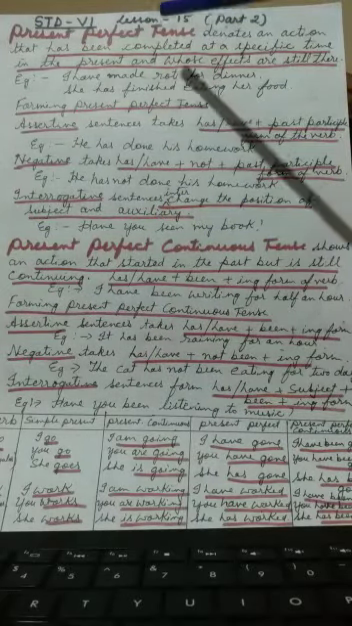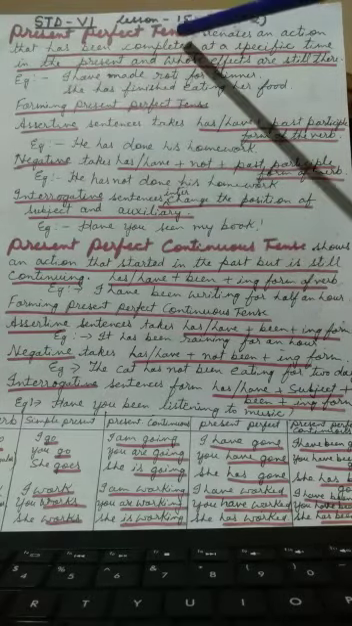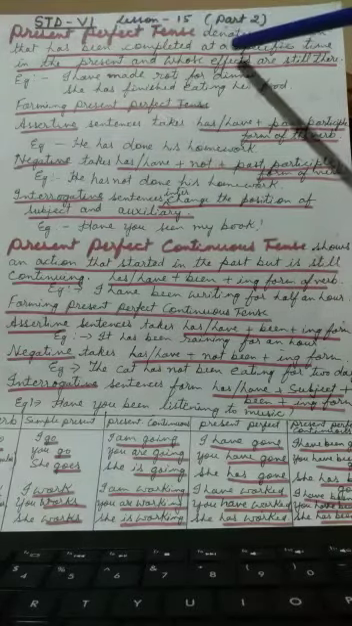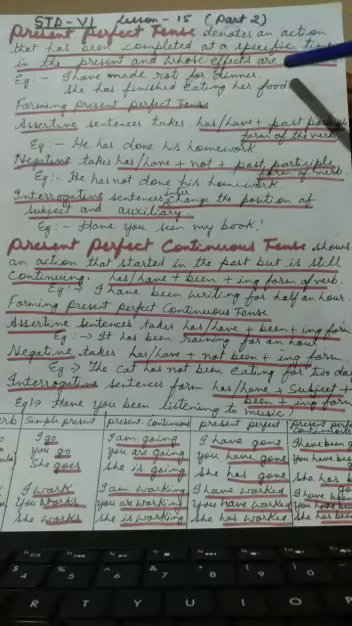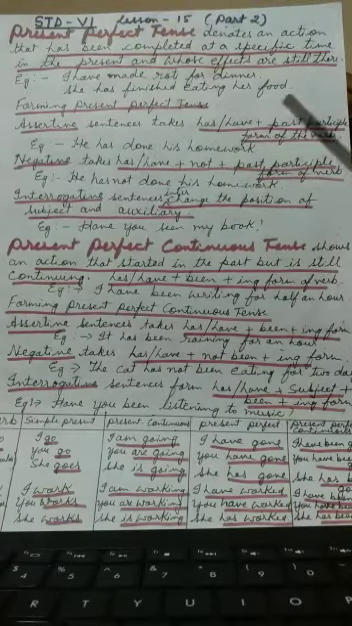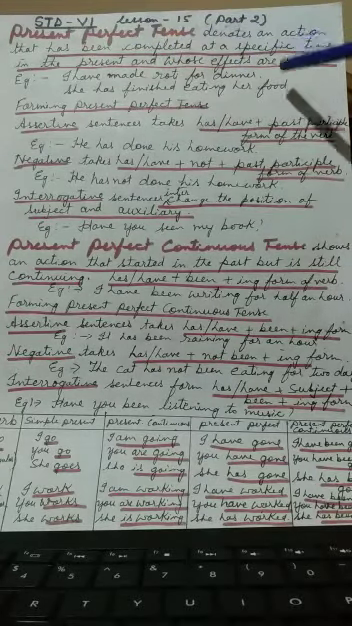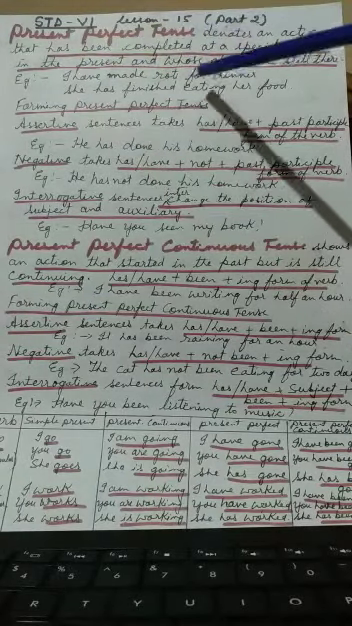Now this is very important, just try to understand this. When do we use the present perfect tense? Present perfect tense denotes an action that has been completed at a specific time in the present and whose effects are still there. That means in the present time, in a specific time, the action takes place and whose effect is still there.